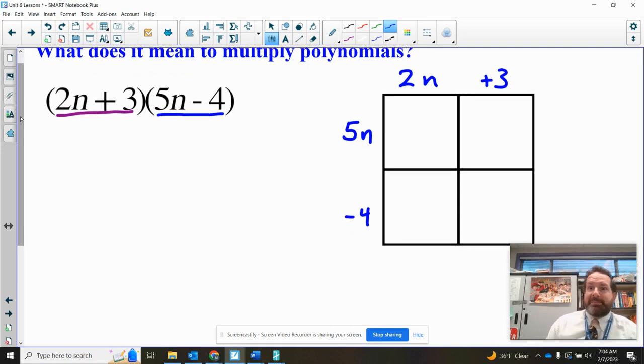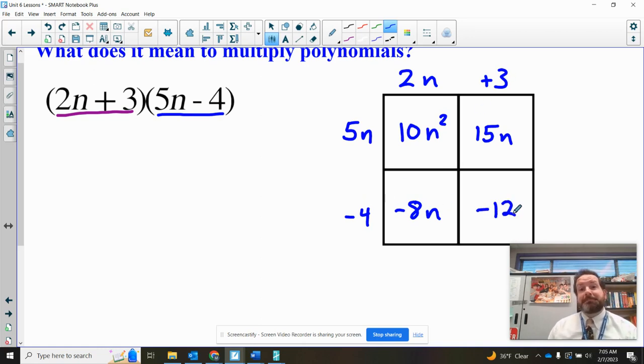Okay, then, let's see what happens. Multiply to fill the boxes. 5 times 2, n times n. You must remember to put your variables in your boxes here, or else it's going to mess you up later. Remember to put those variables in. 3 times 5 is 15, and this n stays around. Down here then, 2 times negative 4 is negative 8, and this n stays around. And then 3 times negative 4 is negative 12.